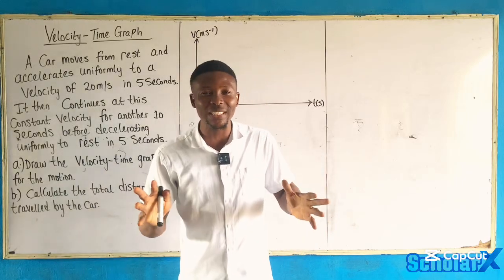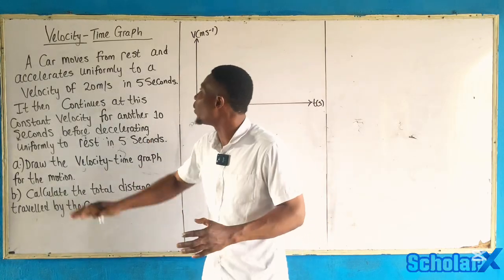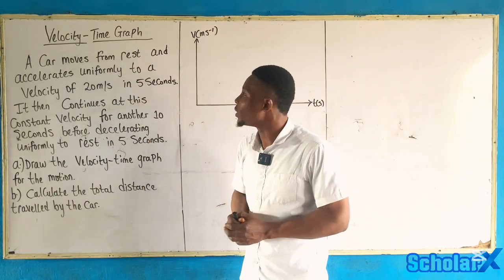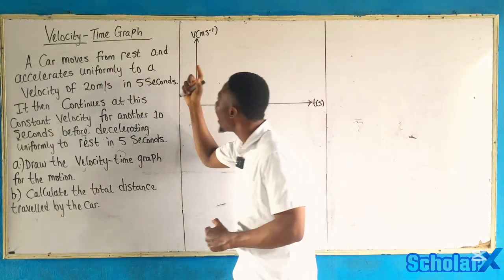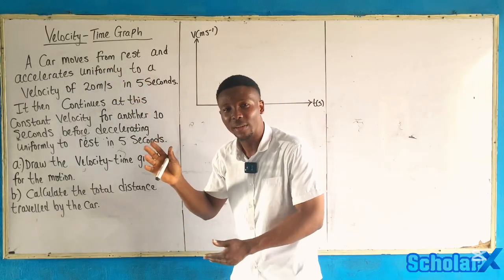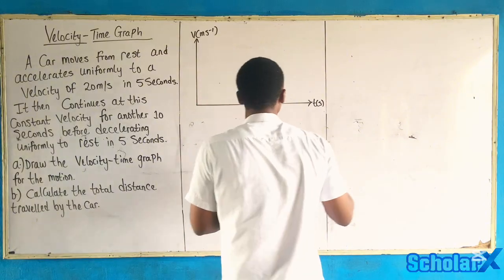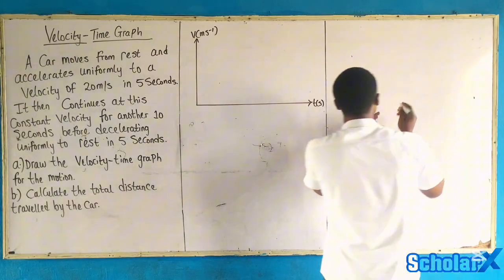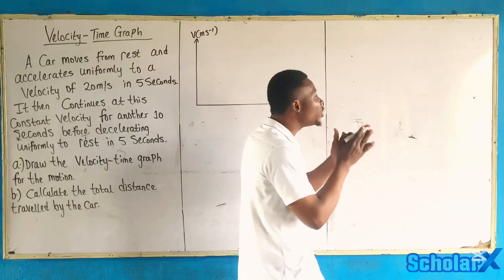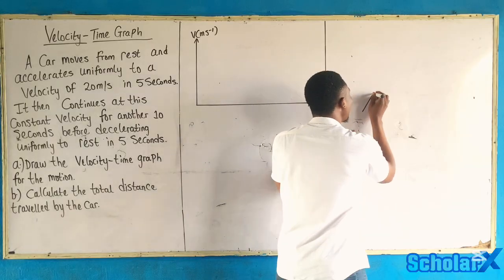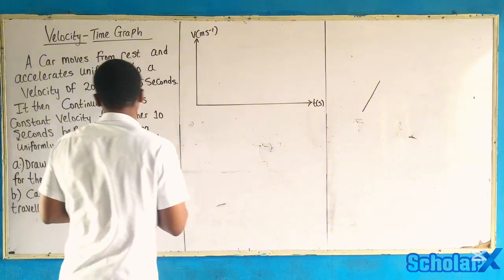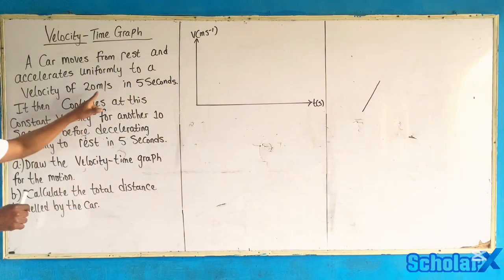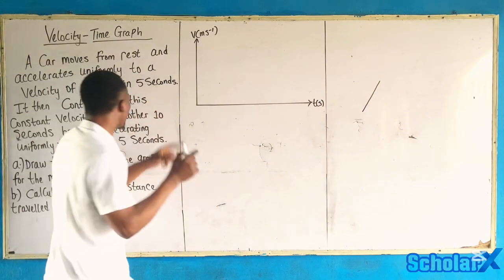Looking at velocity time graph now, and we're given a question, and the question says a car moves from rest and accelerates uniformly. Now don't forget I said in our last class that when a body accelerates uniformly, it means it moves like this. All right, so it accelerates uniformly to a velocity of 20 meters per second in 5 seconds.